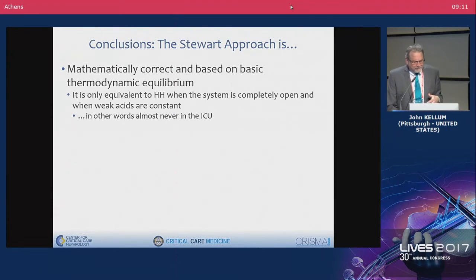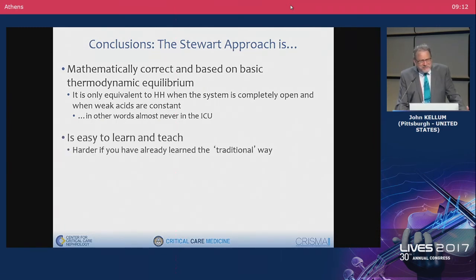So I'll show you an example in a minute, but the conclusion really, I think, is that Stewart's approach is mathematically correct. I didn't have time to build all of that for you, but it's based on basic thermodynamic equilibrium equations, which have been around for about 200 years. Well, the equations have. The physics have been around for much longer, as you know. It's only equivalent to Henderson-Hasselbalch in totality when the system is completely open and when weak acids are constant, meaning that it rarely is true in the ICU.